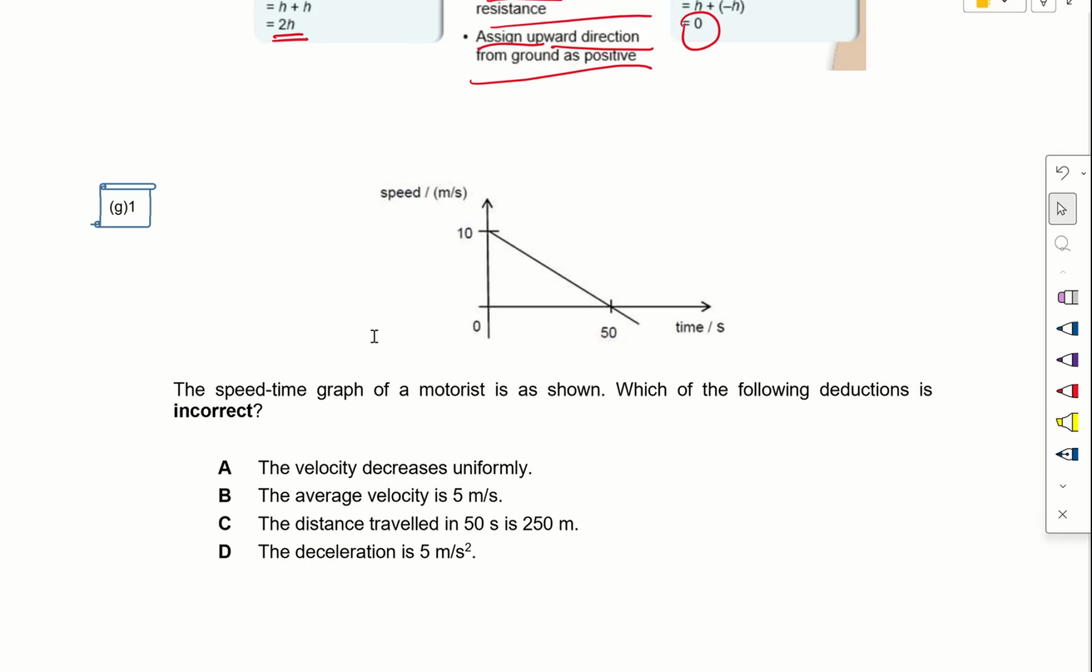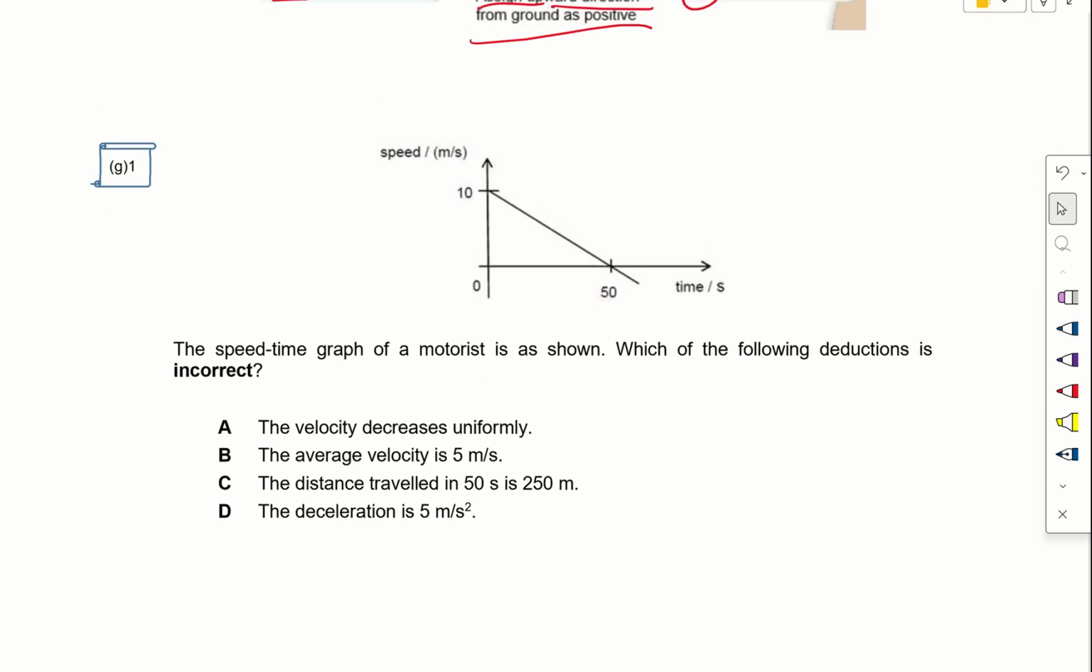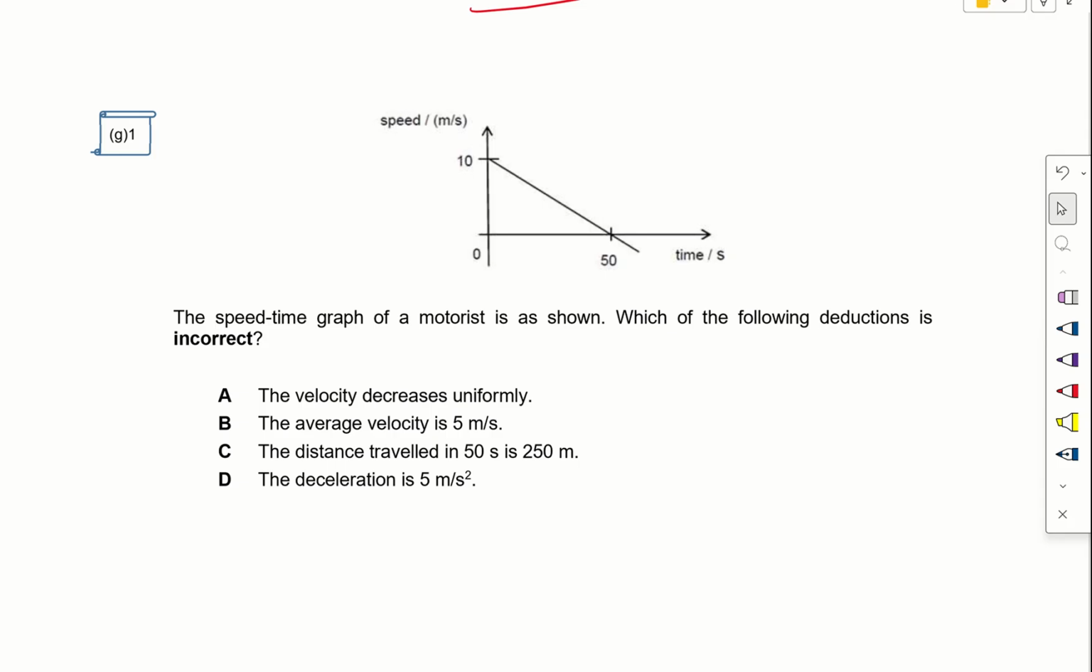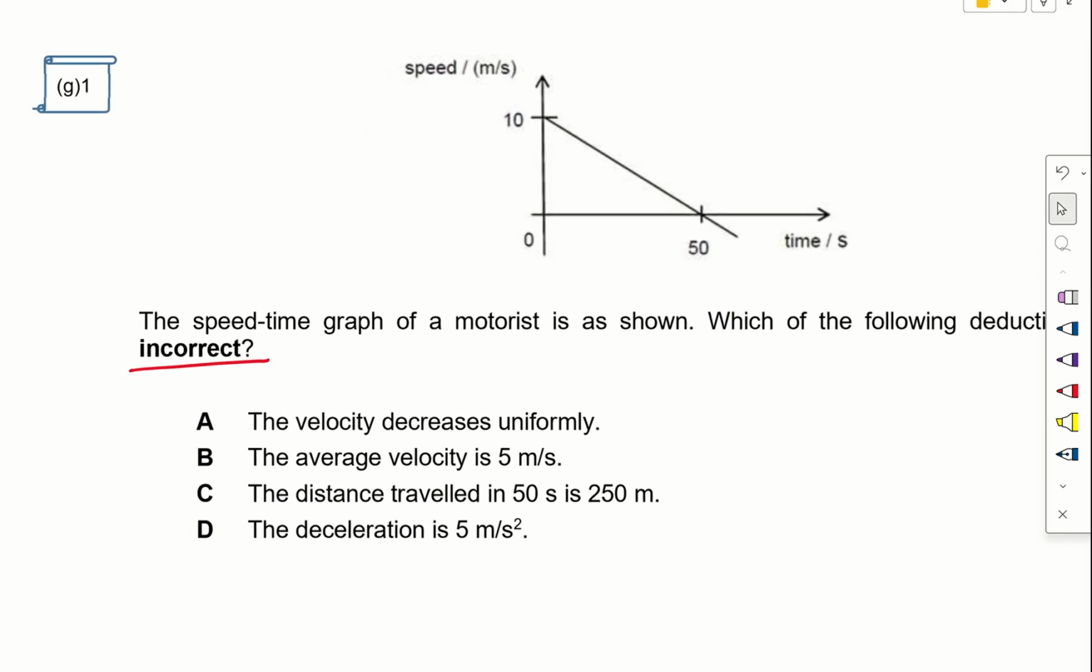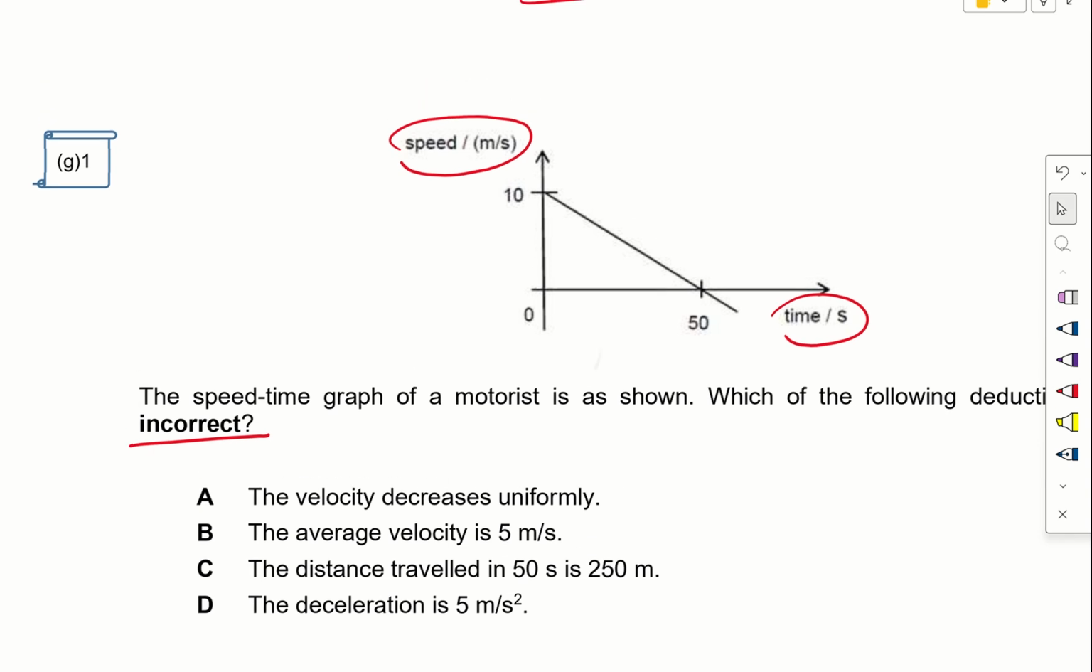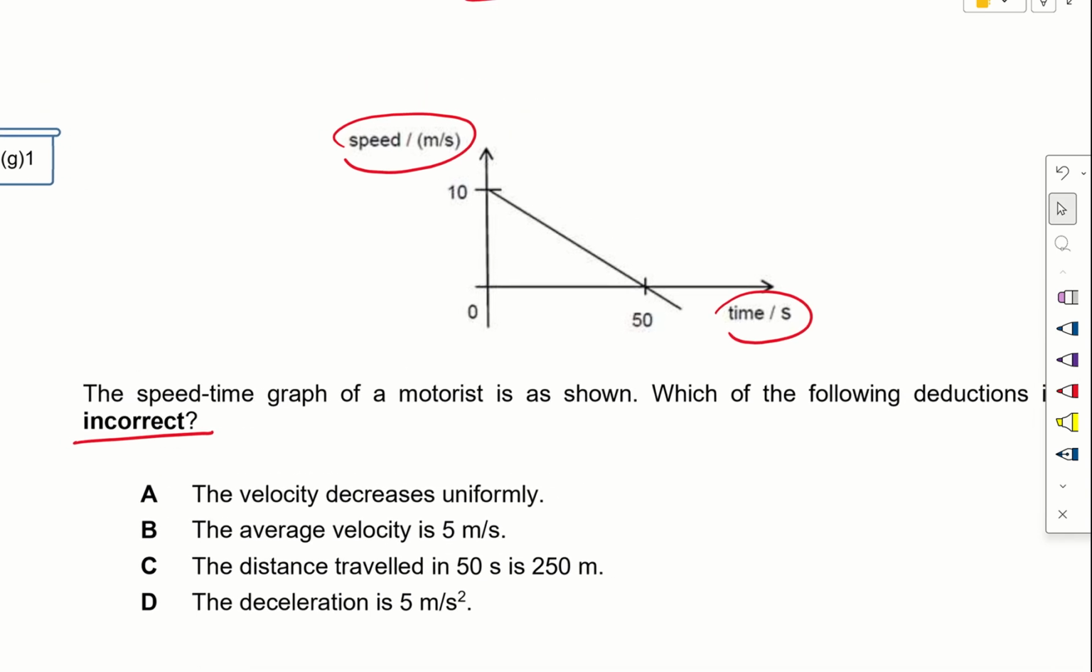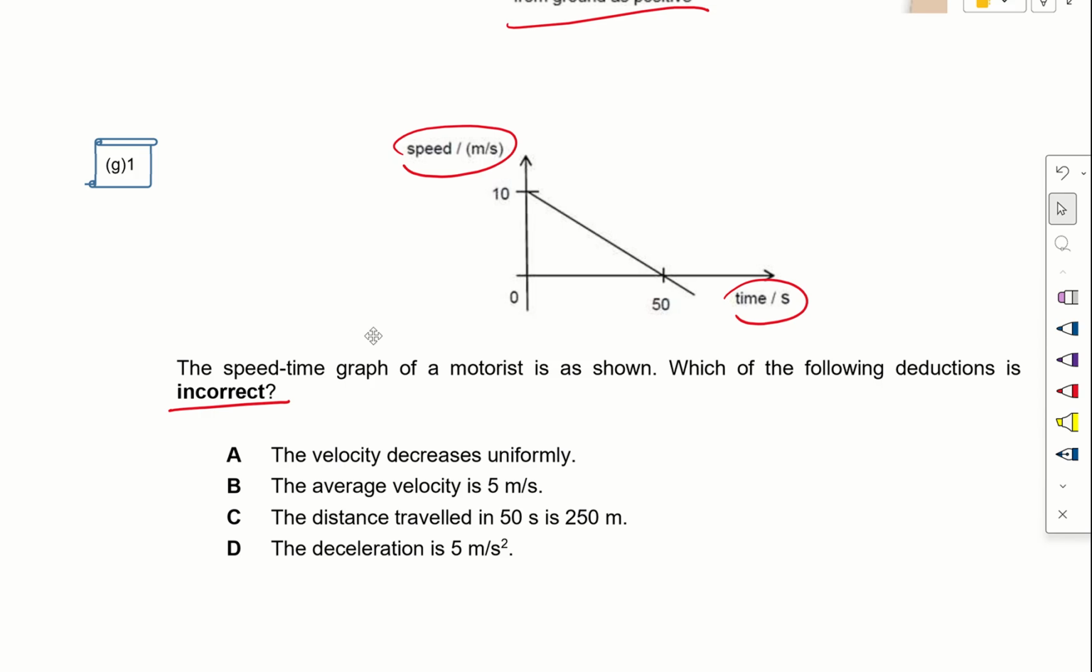Okay, I hope you have tried G1. The speed time graph of a motorist is as shown, which of the following deductions is incorrect? So we are looking for the incorrect deduction. This is a speed time graph, so we always look at the axis first. Before we attempt this graph, it's good to write down the concepts. The gradient represents acceleration, and the area under the graph represents the distance traveled.